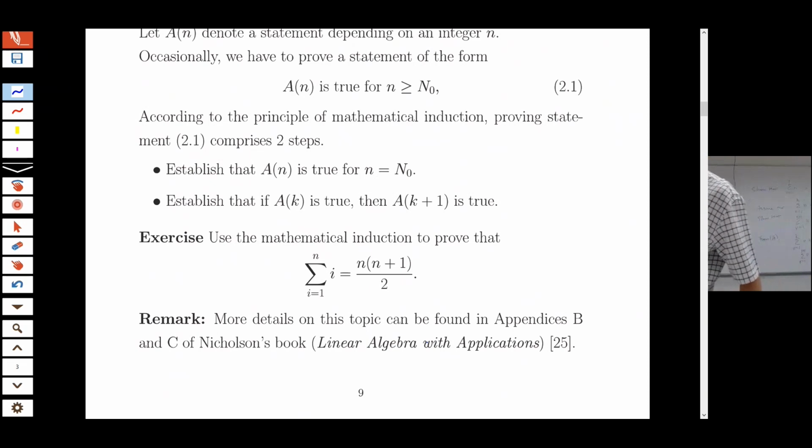If you want to find the details on this, if you want something to read, I suggest you find that in appendices B and C of Nicholson's book. We use this book. Some of you may recall this. We use this as our text in second year engineering mathematics.